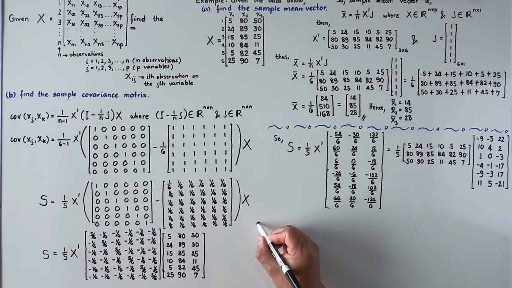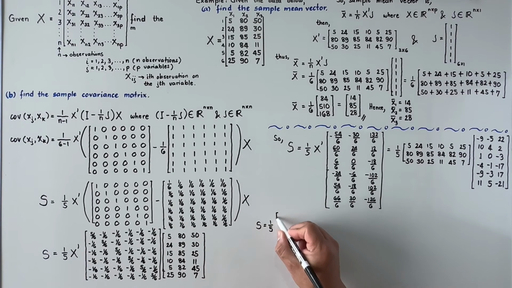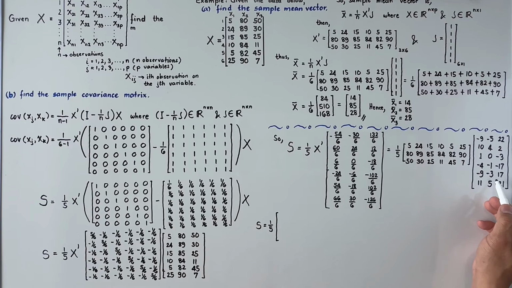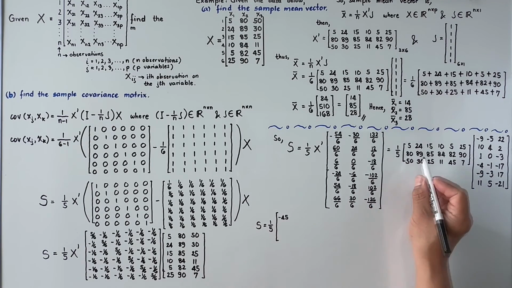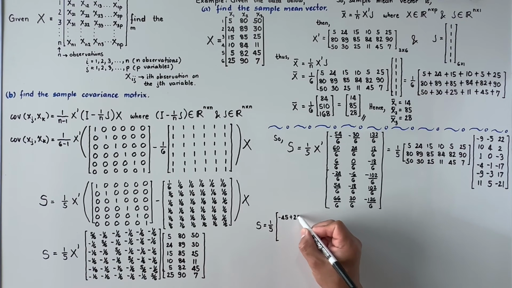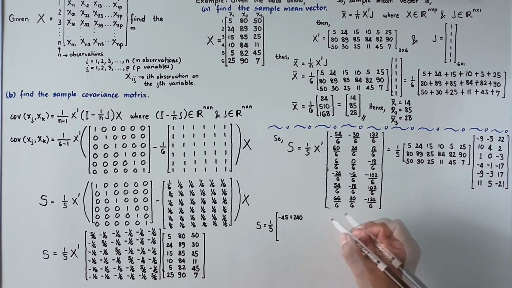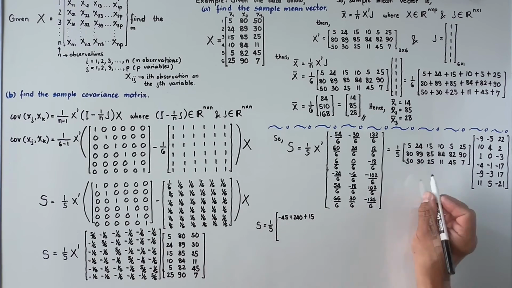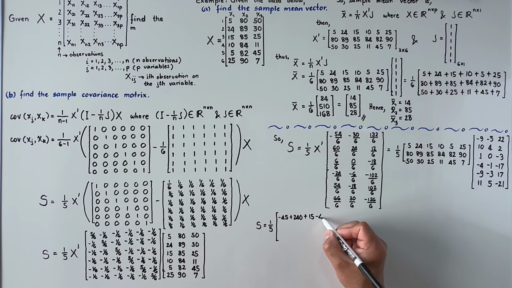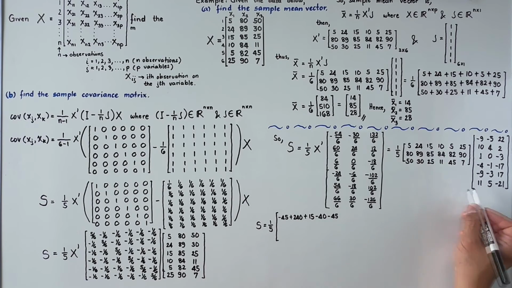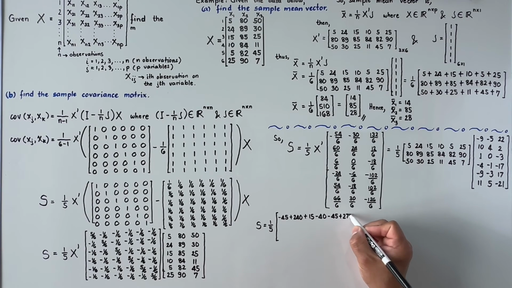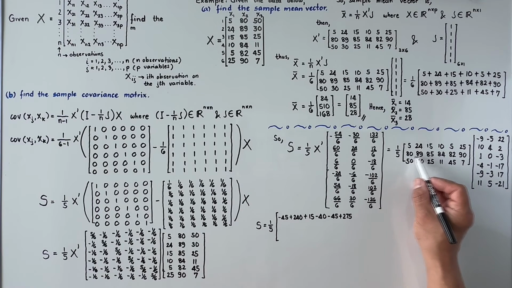So our sample covariance matrix is equal to 1/5 of the product of these 2 matrices here. So we have 5 times negative 9, which is negative 45, added to 24 times 10, which is 240, and then 15 times 1, which is 15, and we have 10 times negative 4, which is negative 40, and then 5 times negative 9, which is negative 45, added to 25 times 11, which is 275.